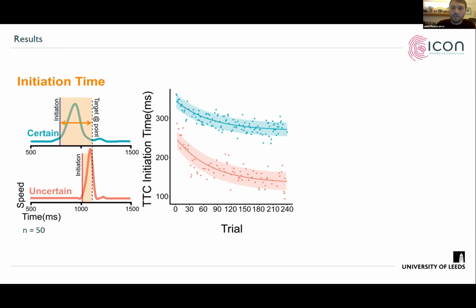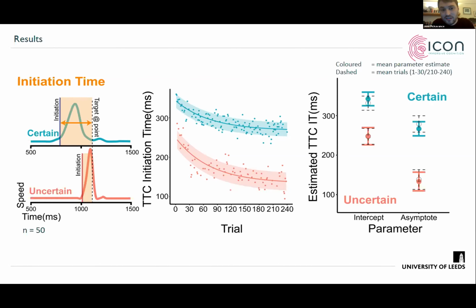But all that's to say is that in uncertain relative to certain conditions, at the beginning and end of the experiment, people were delaying their initiation time. And it appears to be a greater effect in the uncertain condition over the course of the experiment. Now, for those who prefer means, you can see those there with the dotted lines. And so, yeah, we get exactly the same result, plus or minus a bit of noise.